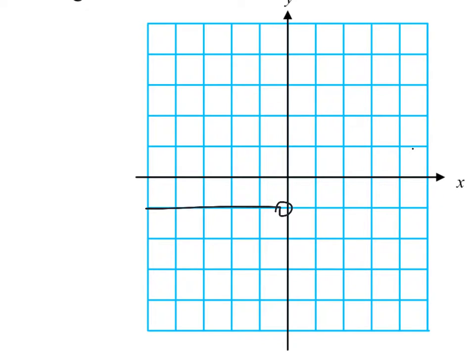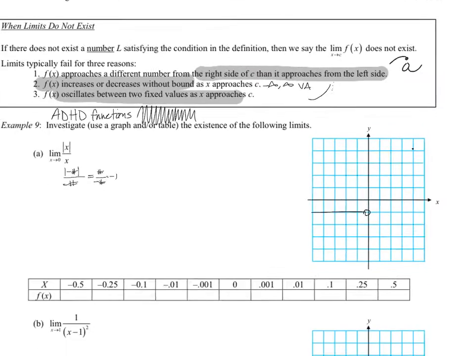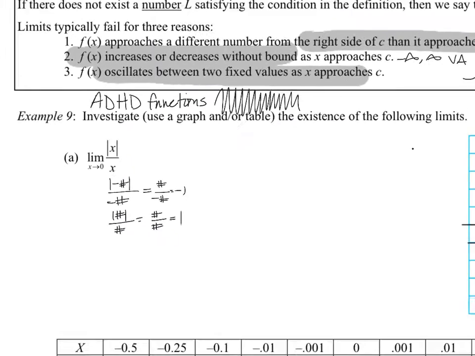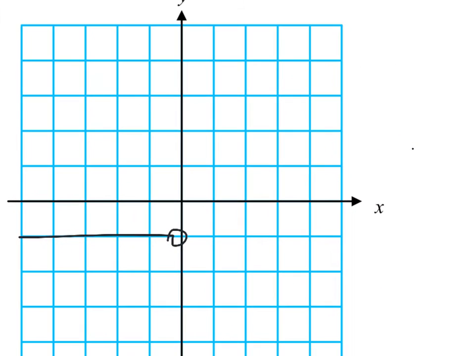Okay, and we're not going to equal 0. What happens when we plug in a positive number? So the absolute value of some positive number divided by some positive number. Absolute value of a positive number is positive. On the bottom we still have that positive number. So we just get 1. Okay. So this is just 1 going the other direction.